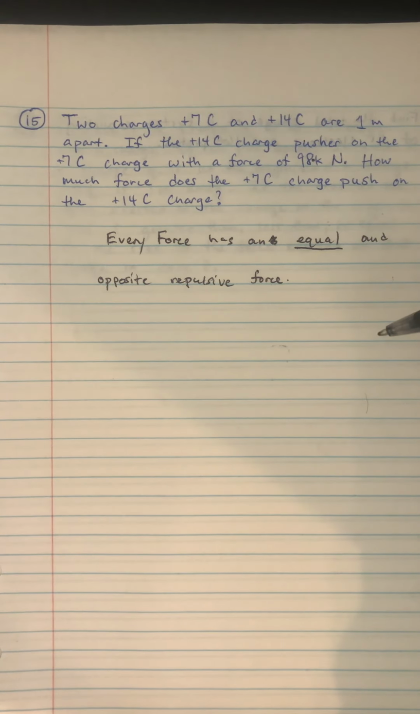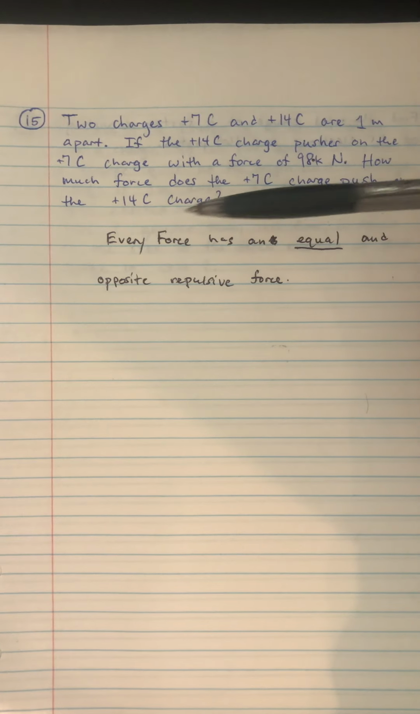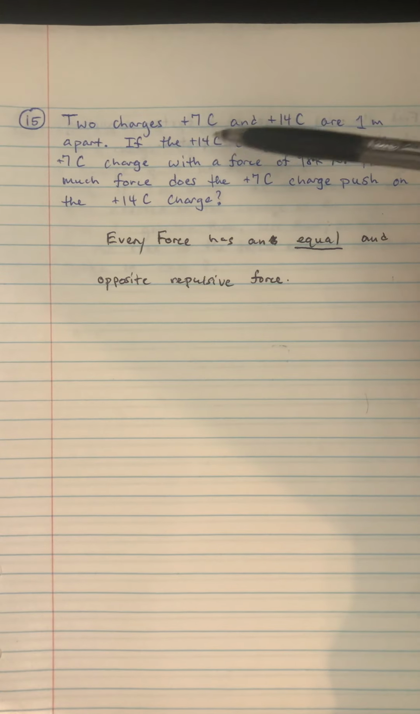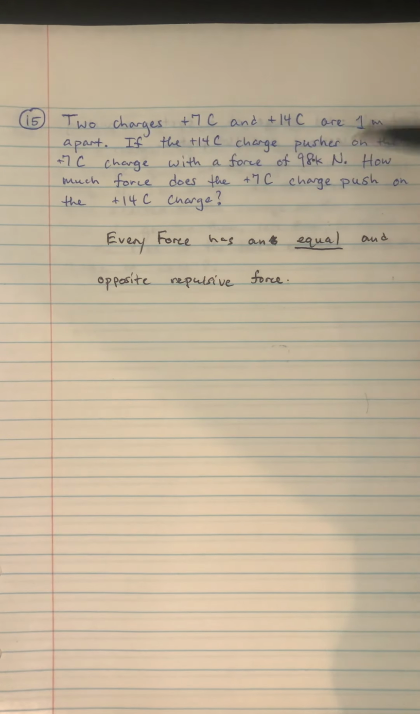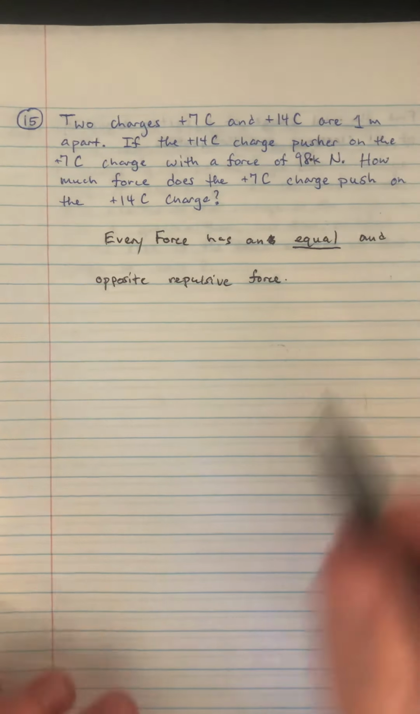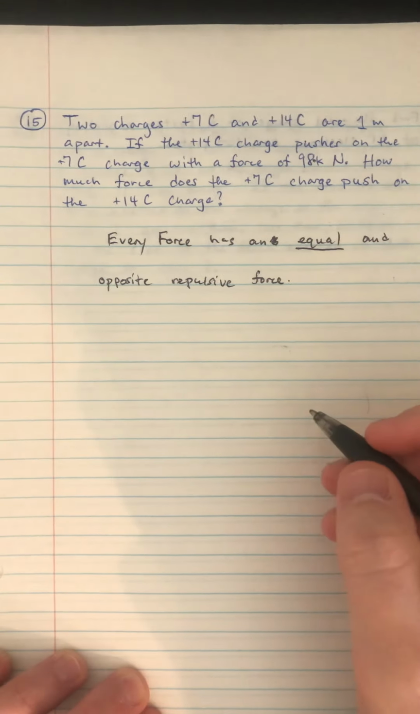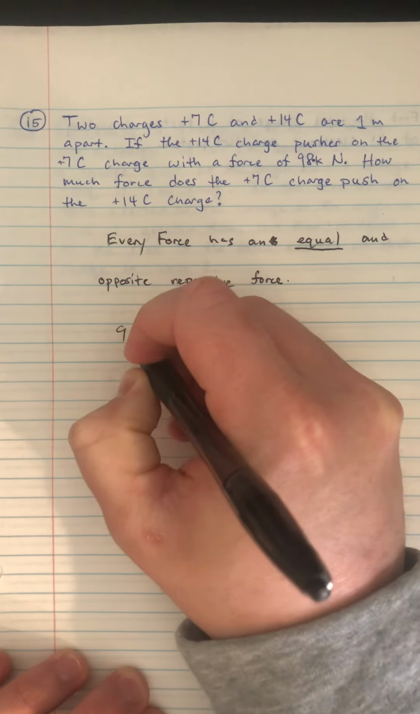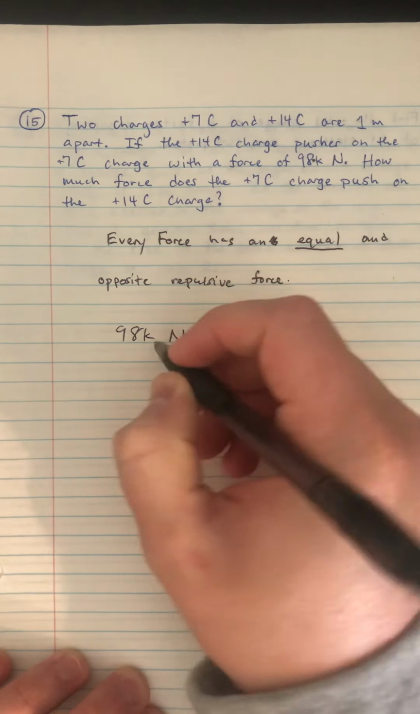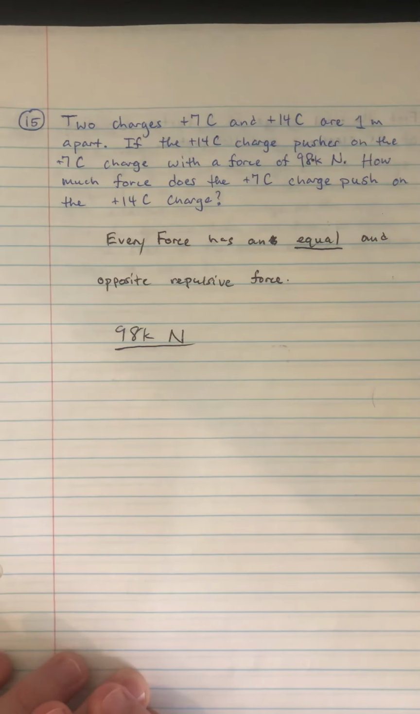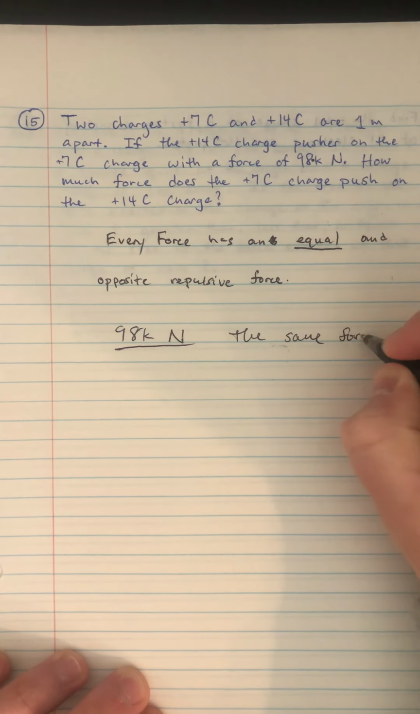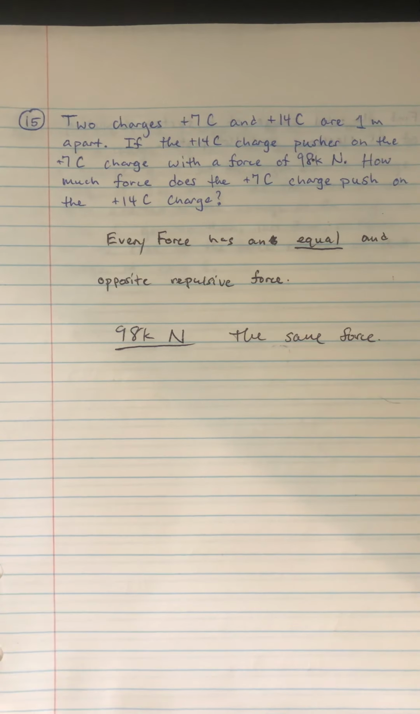And this problem comes back to Newton's third law, right, which says every force has an equal and opposite reactive force. So if the 14 coulomb charge pushes on the 7 coulomb charge with a force of 98 kN, then the 7 coulomb charge also pushes on the 14 coulomb charge with a force of 98 kN. They are the same force. Now, they do go in opposite directions, but they are the same size force.